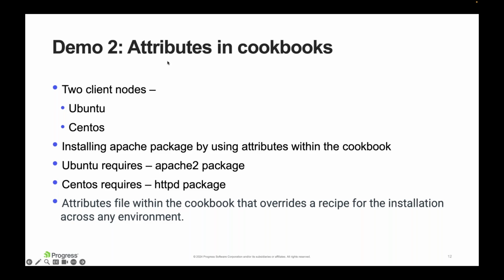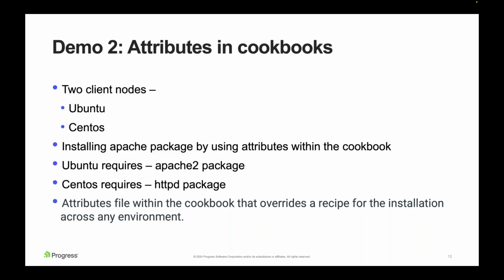This is sort of like the example that I was telling you guys earlier. Let's consider two client nodes, right? One has Ubuntu 20.04 and let's say the other one has CentOS 7. So let's say we want to install Apache in both of these nodes, right?